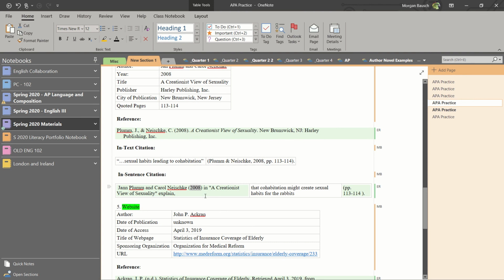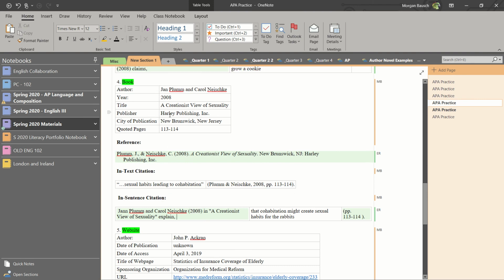Good. A Creationist View of Sexuality is the name of the book. If it's the name of the book, it is not in quotations. It is in italics. You must format that in italics. In quotations, you would find article titles. You would find short things, not books. And then at the end, you have PP period 113, 114. Make sure that that parenthesis is touching what it needs to touch.